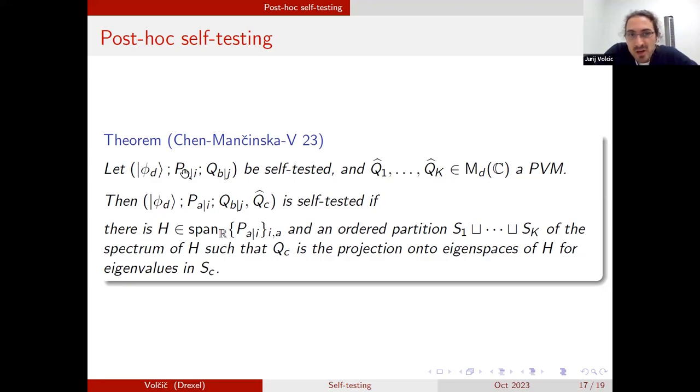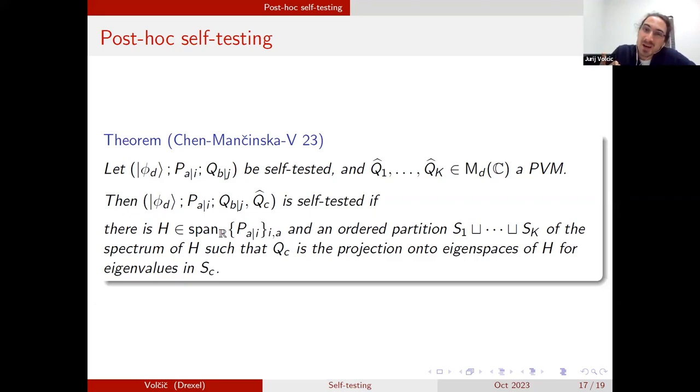If you can find some H in the span of the measurements of the first party, you look at that H, it's a Hermitian matrix. You look at its eigenvalues, you divide the eigenvalues into groups, and then you look at the corresponding eigenspaces. Now, if your new PVM that you're adding is exactly the projections onto the eigenspaces, then you win, then you can do that. So what's the point of this theorem?